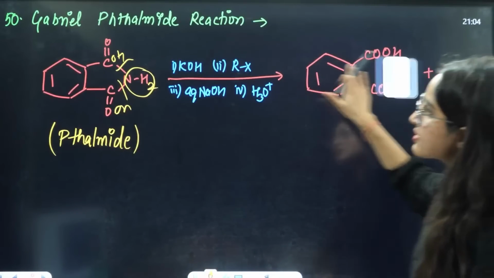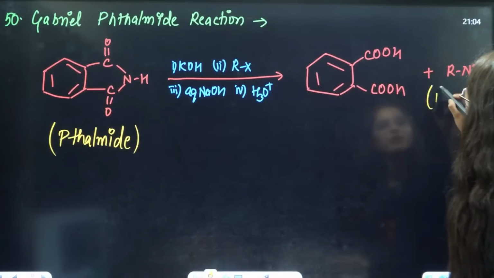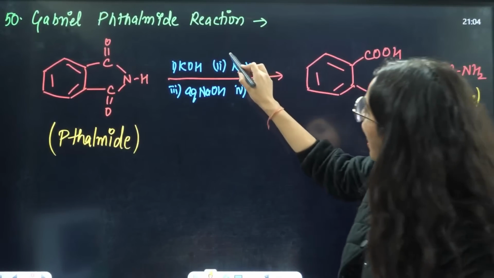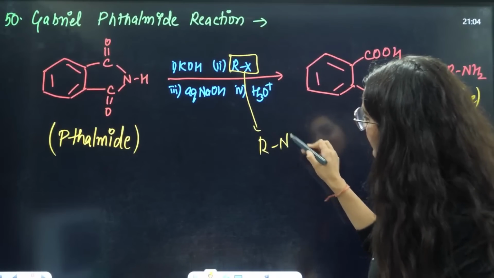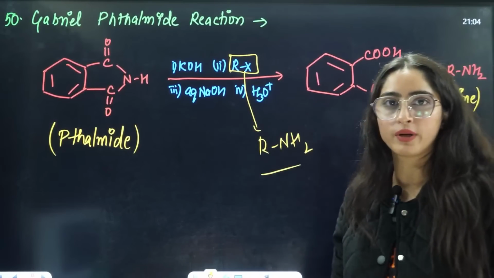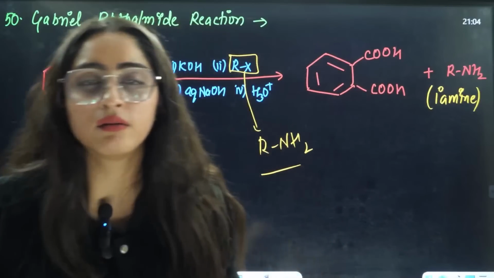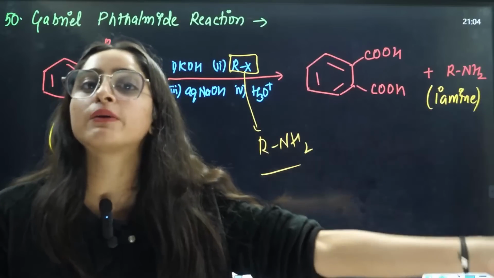You're like, ma'am, what is the mechanism? So let us see the mechanism. Always remember, primary amine will be formed here. Whatever RX, alkyl halide, you are adding here, to that X just add NH2. That will be the answer.